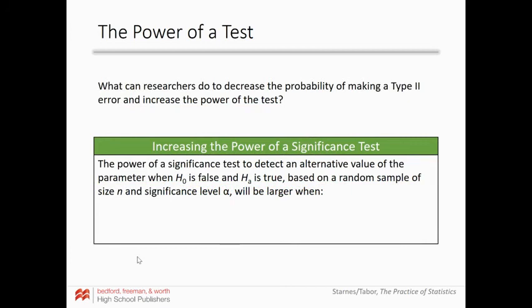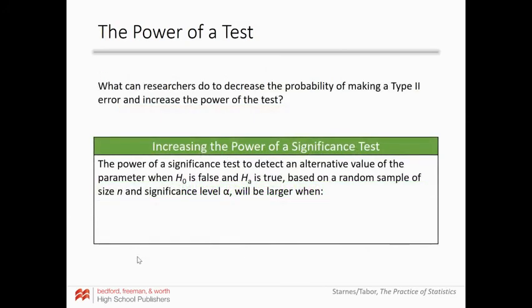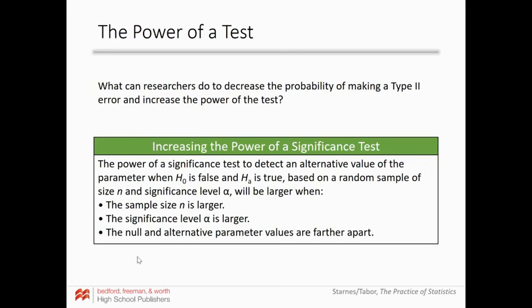So what can we do to decrease the probability of making a type 2 error and increase the power of a test? Because the larger the power, the lower the chance of a type 2 error. The power of a significance test to detect an alternative value of the parameter when H naught is false and HA is true, based on random samples of size n and significance level alpha, will be larger when the sample size is larger, when the significance level alpha is larger, and when the null and alternative parameter values are farther apart.